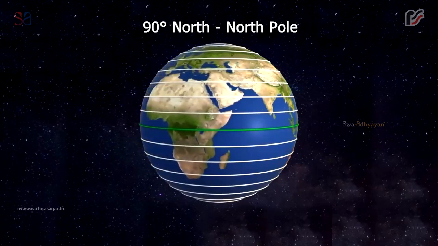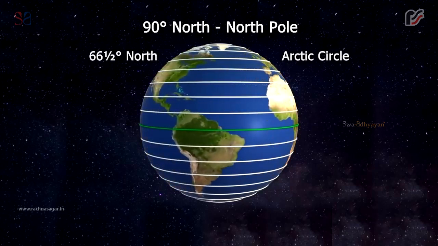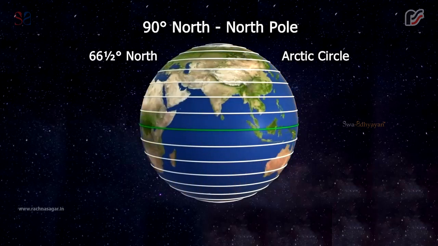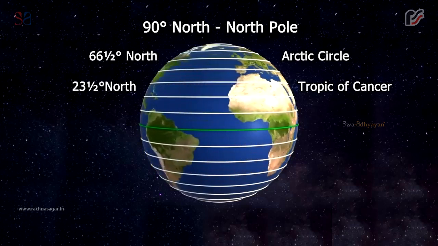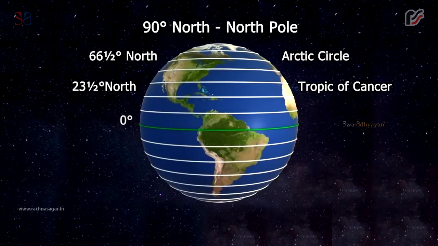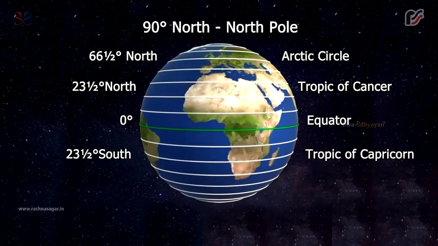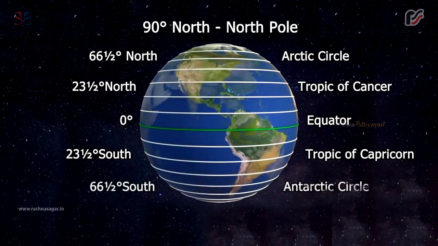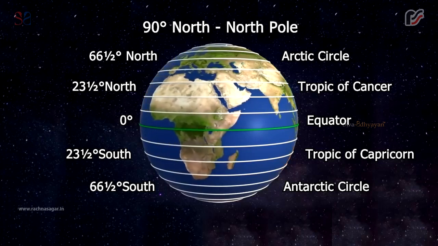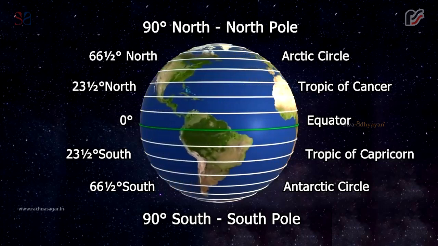Important latitudes: 90-degree north, North Pole; 66.5-degree north, Arctic Circle; 23.5 degree north, Tropic of Cancer; 0 degree, equator; 23.5 degree south, Tropic of Capricorn; 66.5 degree south, Antarctic Circle; 90 degrees south, South Pole.